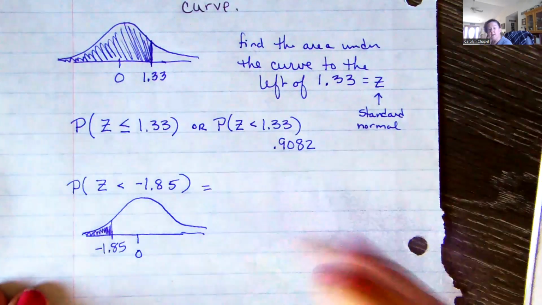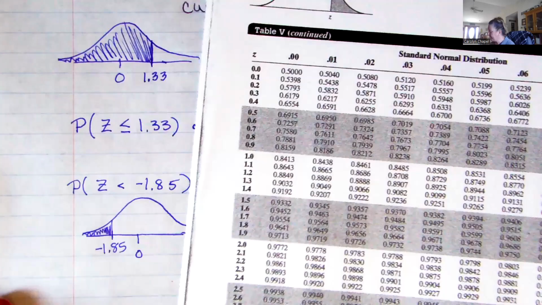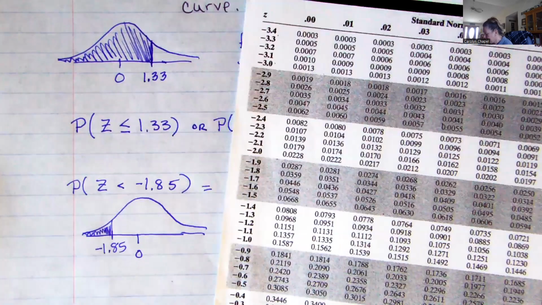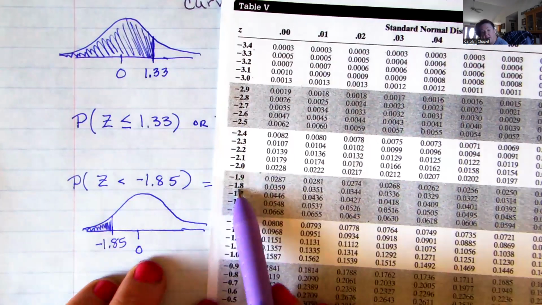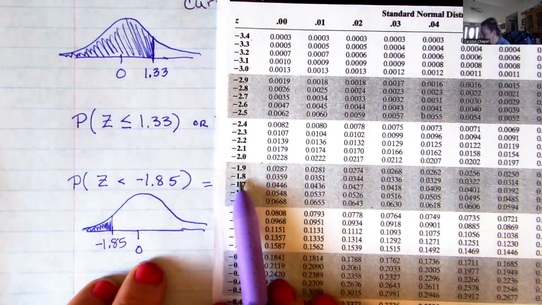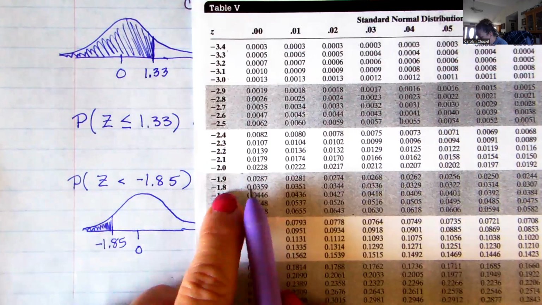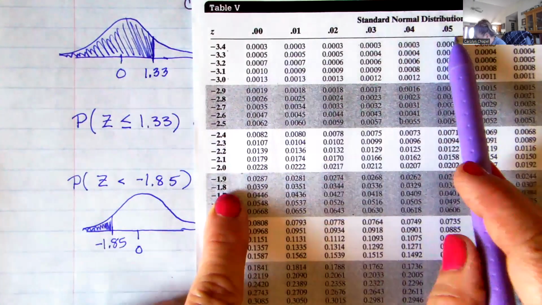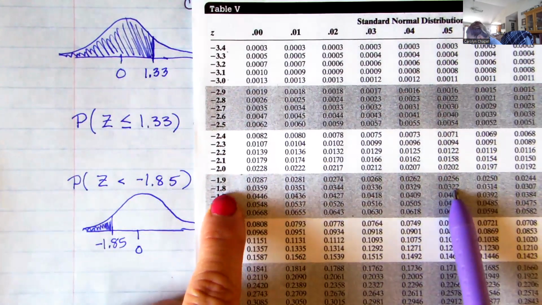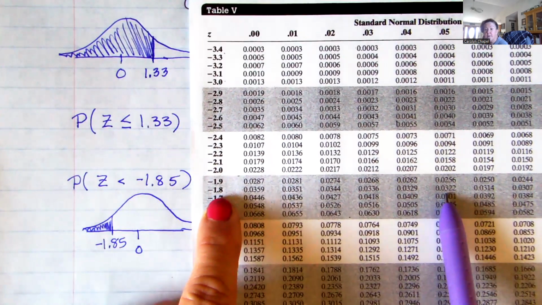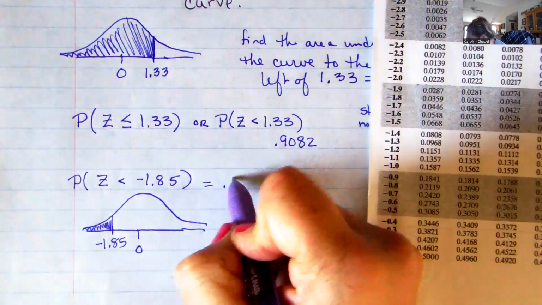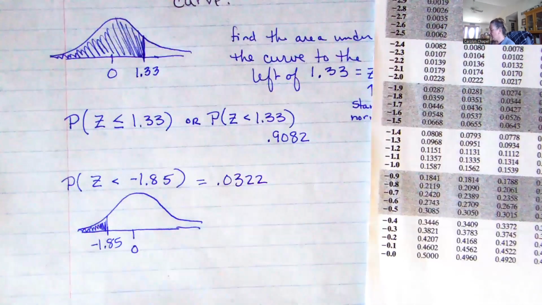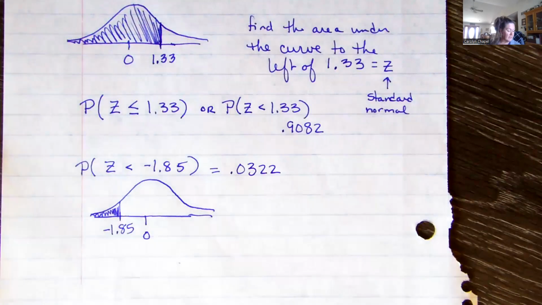Again, I'm going to use my table and look at the negative 1.85. Down here is my negative 1.8, and I need the 5 from across the top. So negative 1.85 is 0.0322.